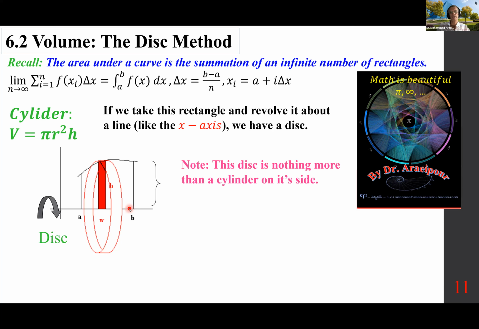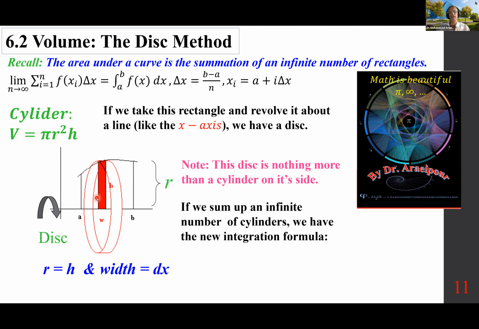And so this is the r, pi r squared h. You can see that this is the r or h. And the width is dx, the width, this width, or this one if you will. So pi r squared h. If we sum up an infinite number of cylinders, we have the new integration formula. The volume is the integral from a to b of pi r squared dx.